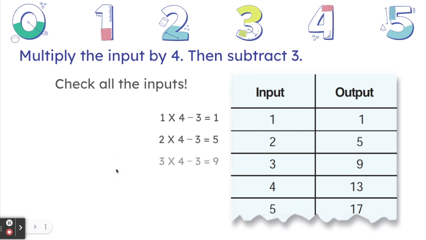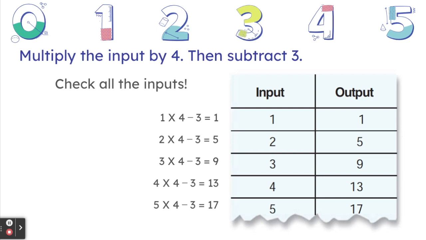Now, if our input is 3, we do the same thing. We multiply the input by 4. That gives us 12. Then we subtract 3. 12 minus 3 equals 9. And our output is 9. So it looks like we're on the right track, but we're going to check all the inputs just to be sure. Next up, 4 times 4, that makes 16. Subtract 3 from 16, and we get 13. That matches our output. One last input to check here. 5 times 4 makes 20. 20 subtract 3 equals 17. So all of our inputs match.